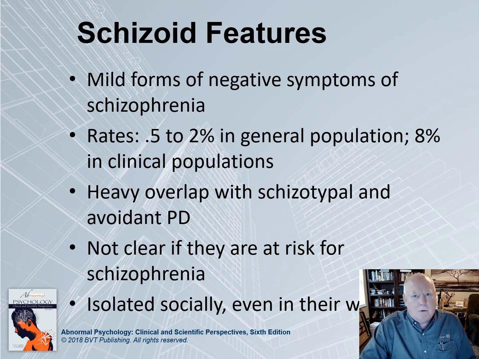It's not clear whether these people are at risk. Some people, including Bleuler, who coined the term, believe that they might have risk factors, but that the schizoid features tend to protect them from the actual risks that they might experience. They tend to want to be isolated, and they will be isolated not only in their social life, but often will choose occupations that allow them to work by themselves.